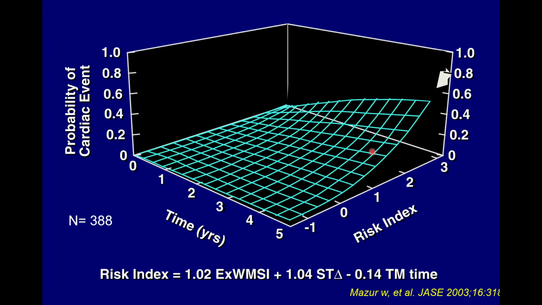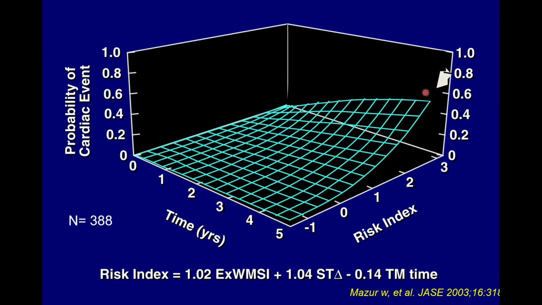Another advantage of the treadmill is that you still have all the other things that you do with the treadmill. So you have the duration of exercise, whether the patient got symptoms, yes or no, and of course the EKG. So in 2003, we published this paper where we combined all of that. We created a risk index, which is using the exercise wall motion score index and the ST changes in the EKG and the duration of the exercise. And you can see that as the risk index increased, the degree of events increased significantly. So that's another advantage of the treadmill.